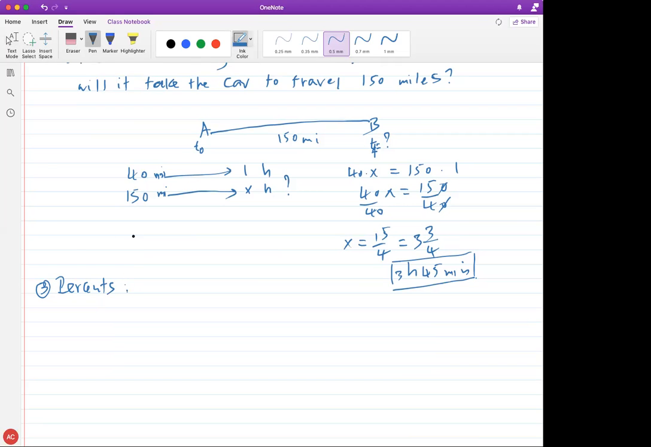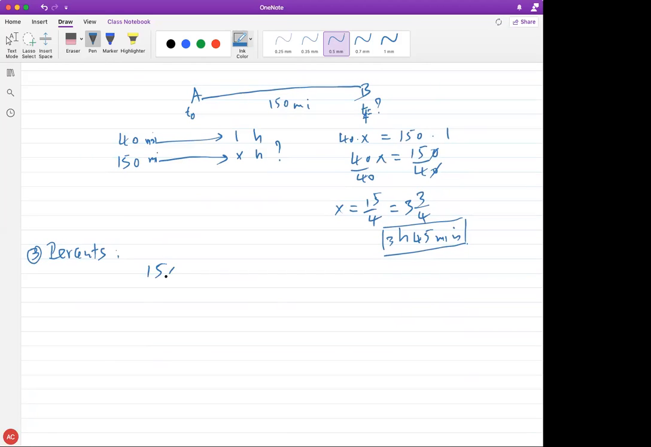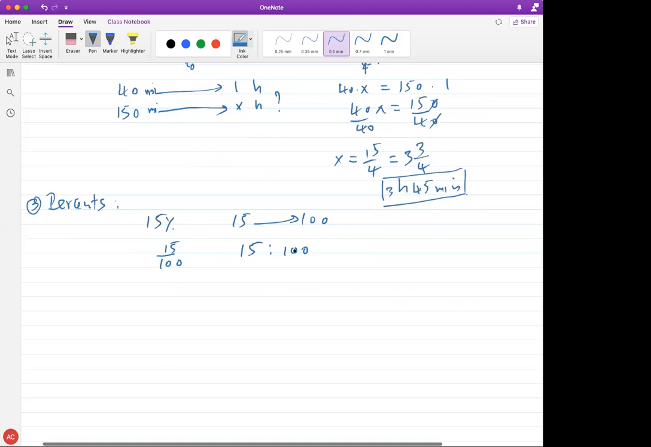Okay, so percents, let's say 15%. 15%, it just literally means 15 per 100. 15 to 100, or per 100. That's what percent means. You can write it as a ratio. You can also write it as a fraction, 15 over 100, or even like this, 15 to 100. This is the symbol for ratio.